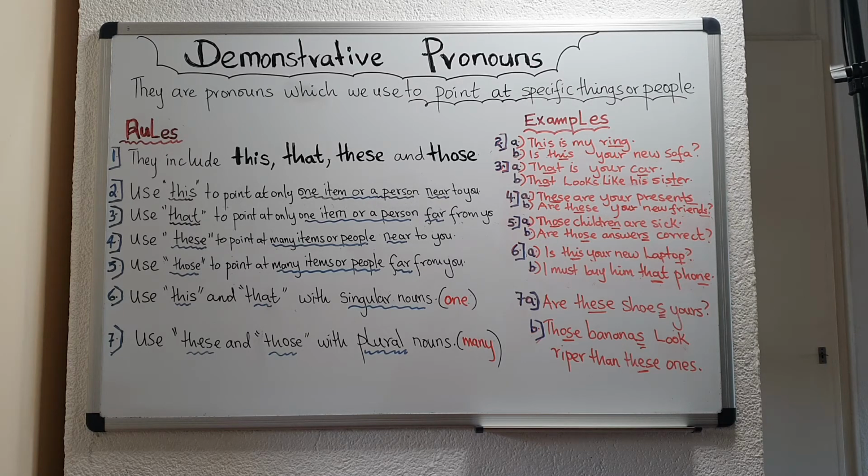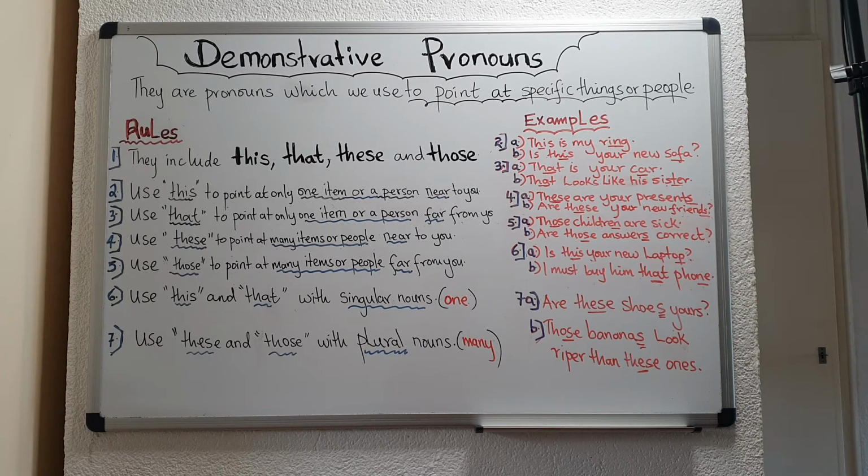And then look at example 5b. Are those answers correct? So imagine that you are talking about answers that are not within the topic that you've just discussed. So you're asking, are those answers correct? Those ones that she's holding and she's standing far away from me. Those answers. Are those answers correct?